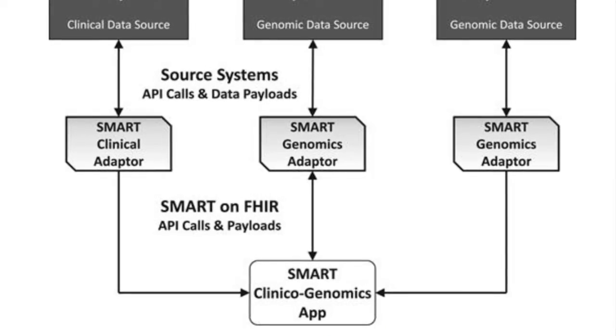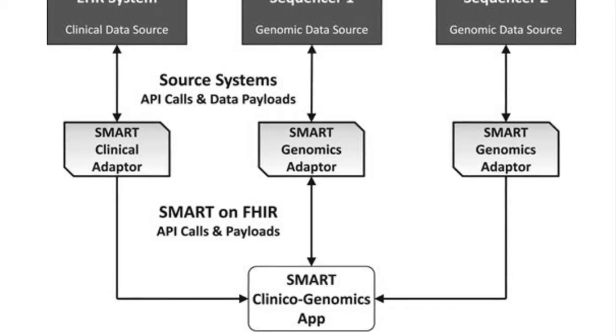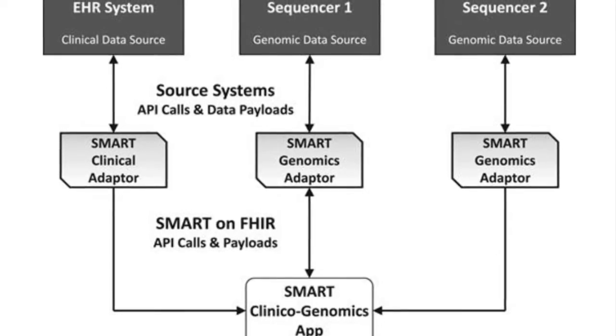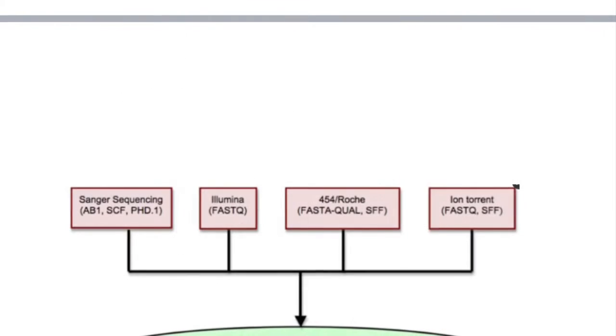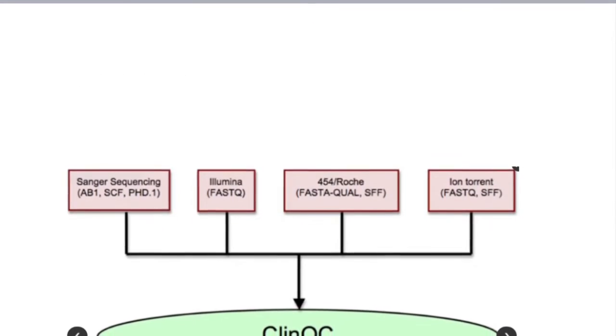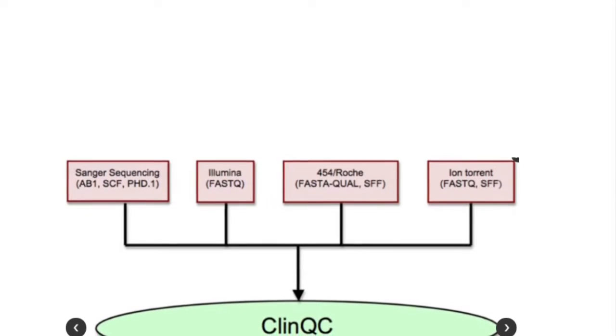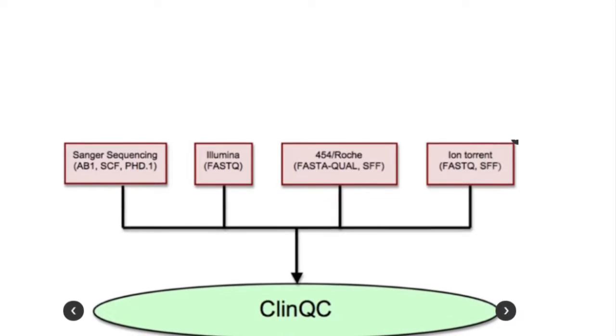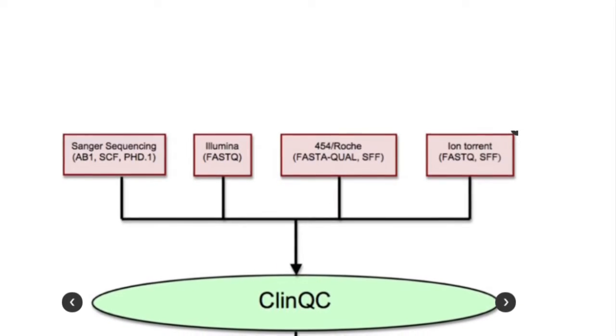ClinicC is a flexible and user-friendly pipeline for format conversion, quality control, trimming, and filtering of raw sequencing data generated from Sanger sequencing and 3 NGS sequencing platforms, including Illumina, 454, and Ion Torrent.